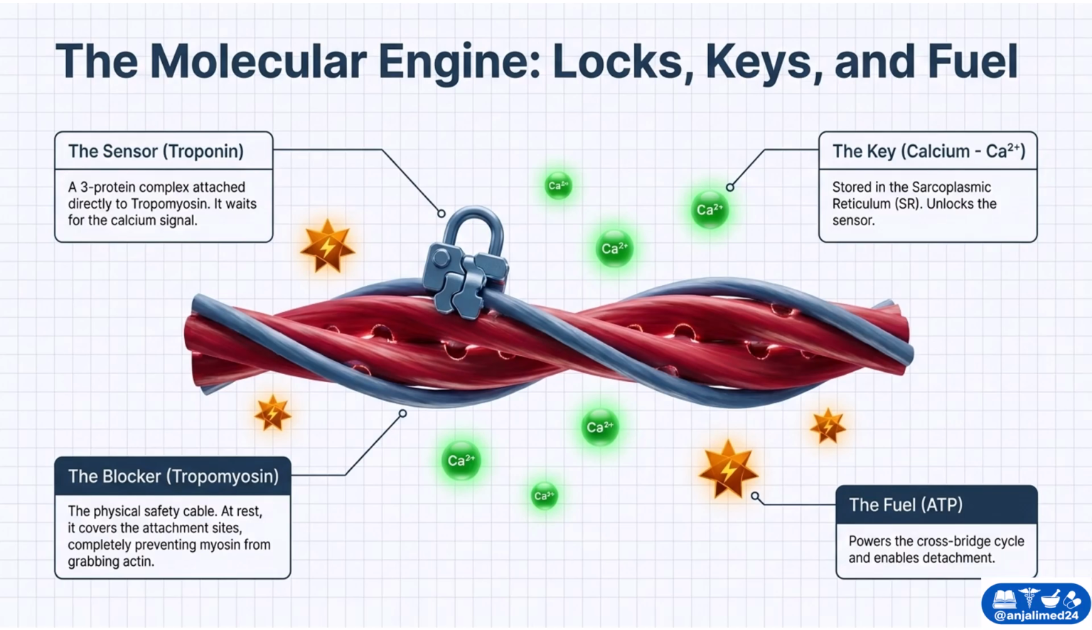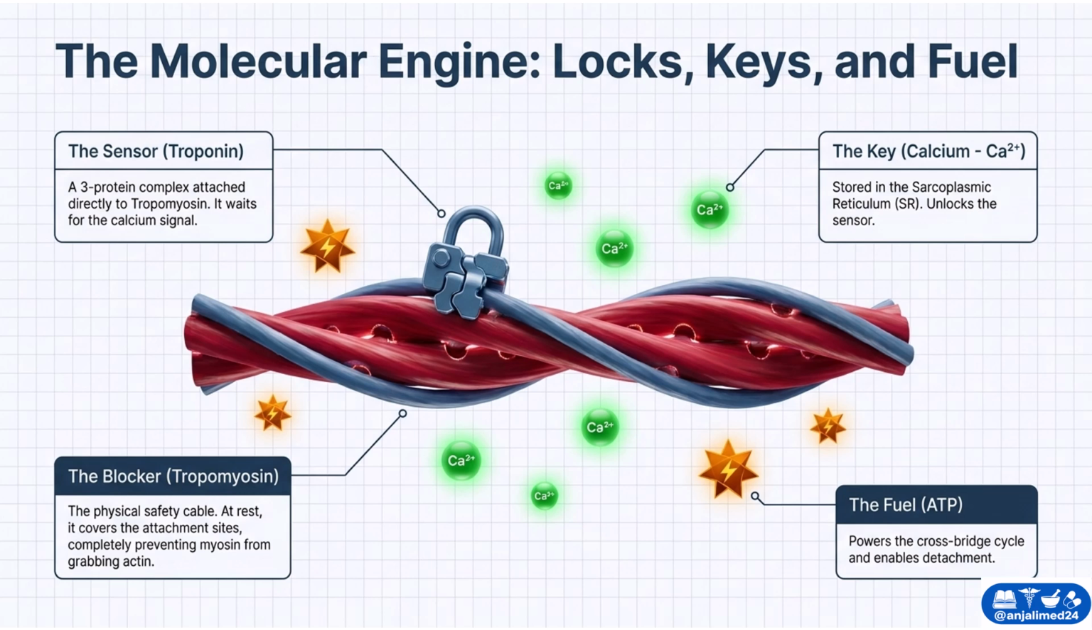Let us begin with the resting state of the muscle. At rest, the actin filament contains special binding sites where the myosin heads could attach. However, these sites are physically blocked by a protein called tropomyosin. As shown on the slide, tropomyosin acts like a safety cable or blocker, lying across the actin filaments and preventing unwanted contraction. So, this ensures muscles do not contract continuously.